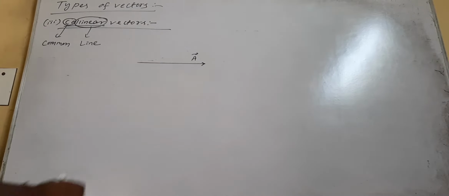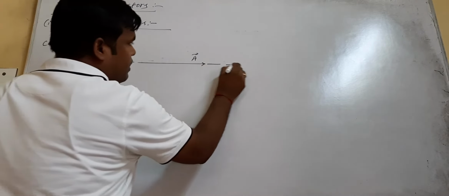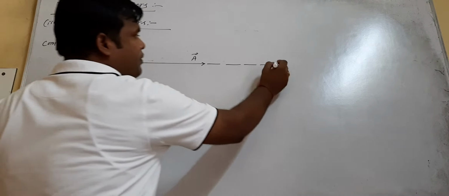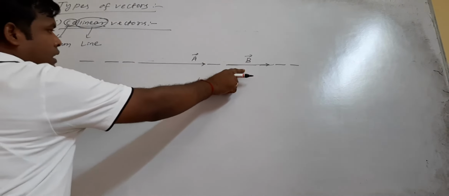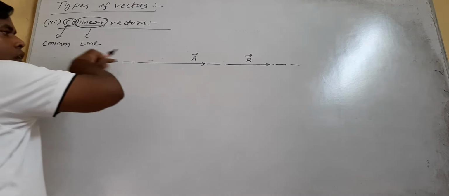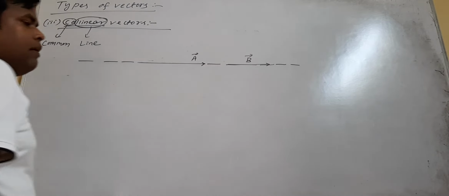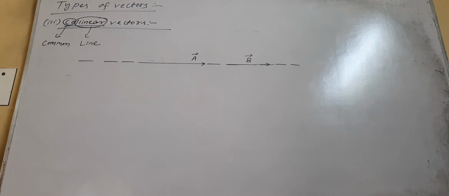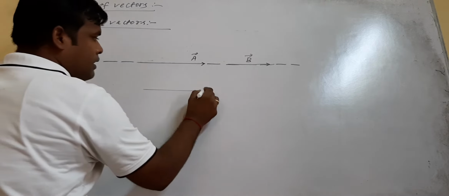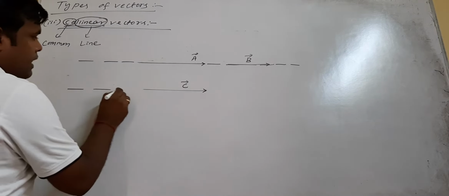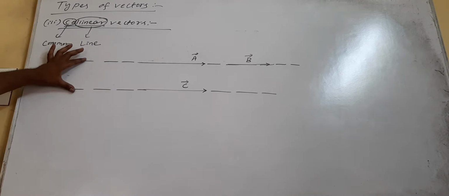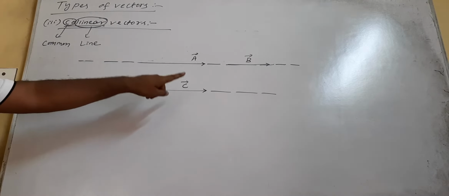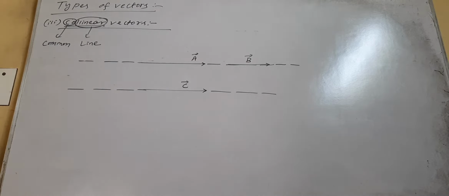You see, it is a vector. What is the line of action of a vector? It is the line of action of a vector. If another vector b acts along this line, now you see a vector and b vector act along the same line. So you can say that a vector and b vector are collinear vectors. If another vector c acts along this line, now you see these two lines of action are parallel to each other. Now you can say that c vector is collinear to a vector.